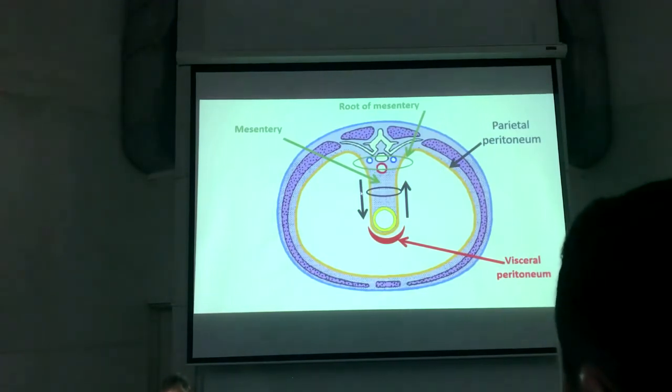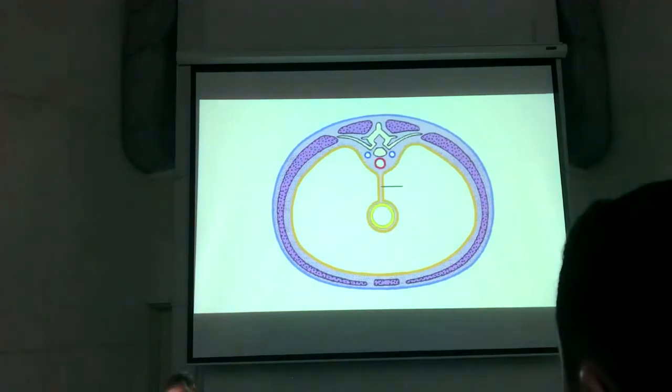Okay, now the space between this part of the peritoneum and this part of the peritoneum is going to have arteries supplying this organ and veins draining this organ and lymphatics draining this organ, right? So now we know what's parietal, what's visceral, what is a mesentery, and what is a root of a mesentery.